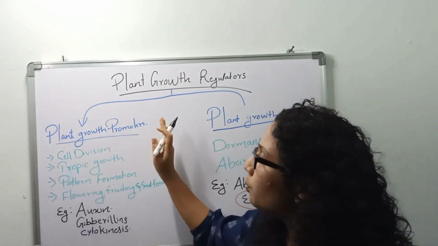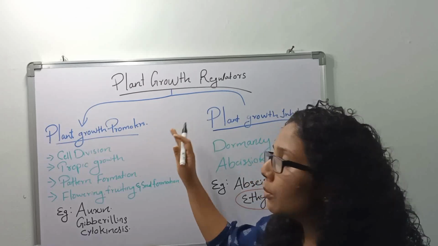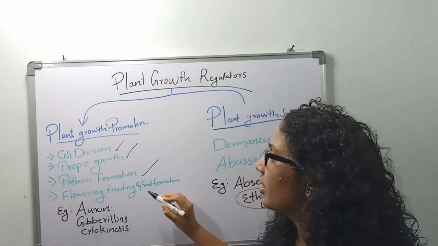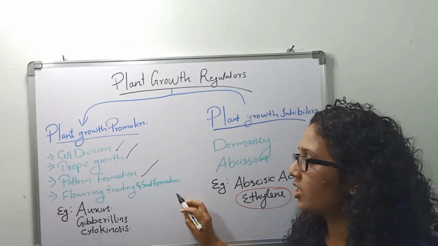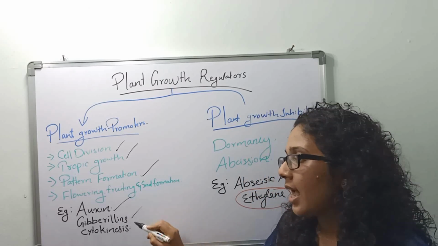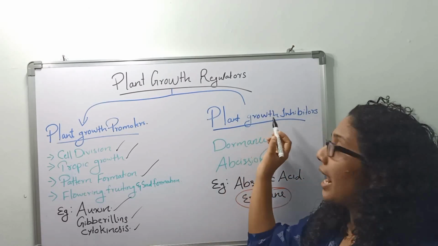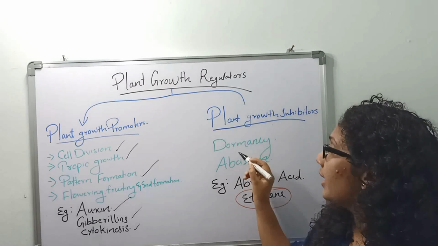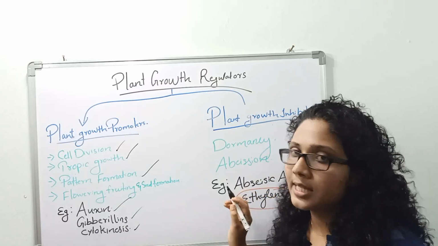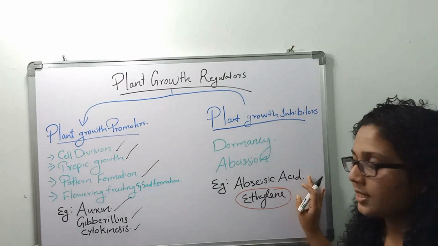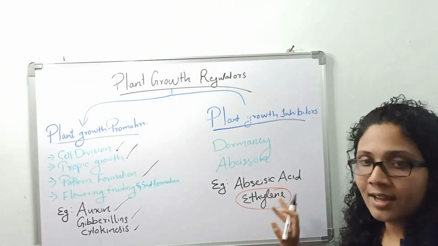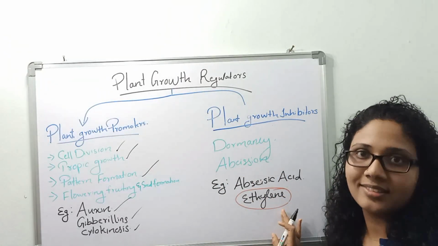inhibitors. Plant growth promoters help in growth promoting activities like cell division, tropic growth, pattern formation, flowering, fruiting and seed formation. Examples for these categories are auxin, gibberellins and cytokinins. Plant growth inhibitors are for plant growth inhibiting activities like dormancy and abscission. Examples for this category are abscisic acid and ethylene. Ethylene fits either of the two groups, but it is a plant growth inhibitor.